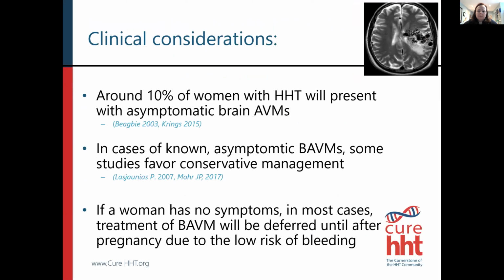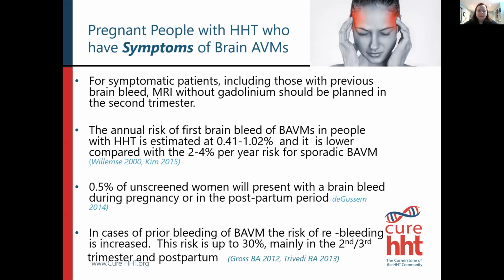So about 10% of women with HHT will present with asymptomatic brain AVMs. And if you have a known asymptomatic brain AVM, some studies favor conservative management, basically meaning that we're just going to wait and observe and not treat. In people who have no symptoms, in most cases, the treatment will be deferred until after the pregnancy because of the low risk of bleeding through the pregnancy.